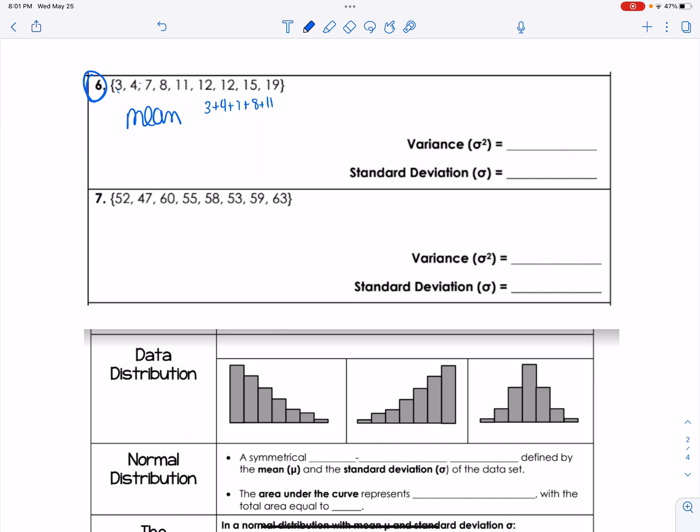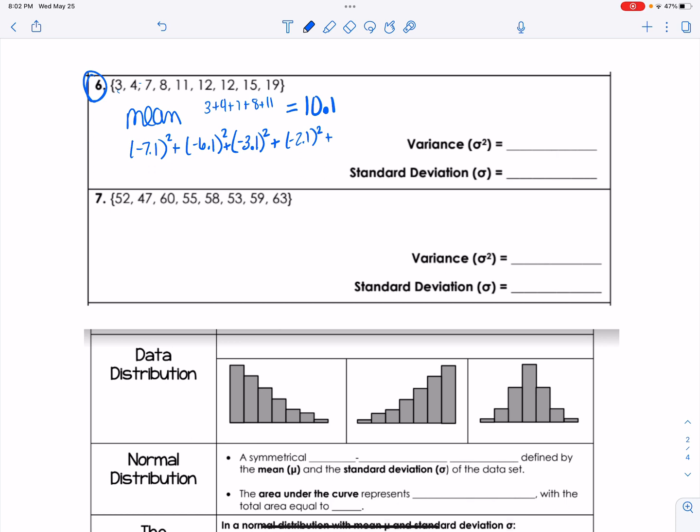It's like 10.11. Okay, so I'm going to do 3 minus 10.1. And I get a negative 7.1. Plus, I'm going to do 4 minus 10.1. You're squaring it because it's below and above. You're just looking at the average off. And then I'm going to do plus 7 minus 10.1. And I get a negative 3.1 squared. And I'm going to do 8 minus 10.1. I get a negative 2.1 squared.